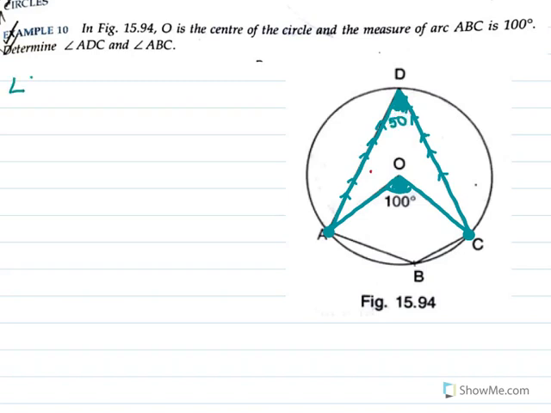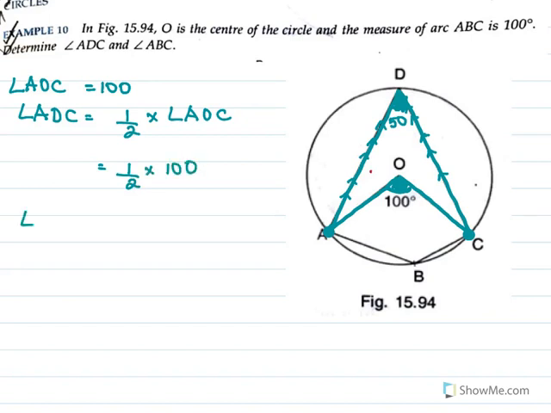So we write angle AOC. Where is AOC? This is AOC, it is double of angle ADC. And we need to find angle ADC. We know ADC is half of angle AOC, that is half of 100. So angle ADC equals 50. Now next, to find ABC.